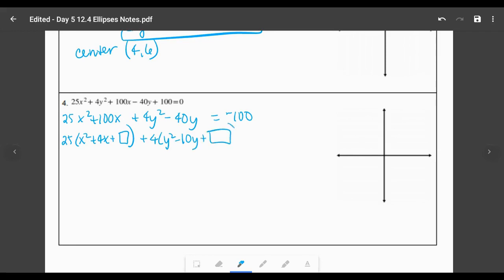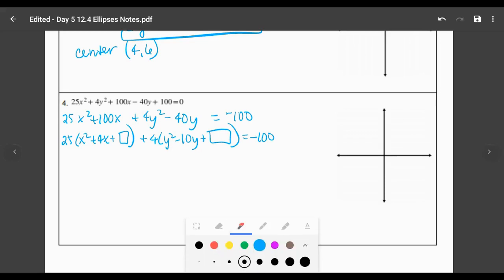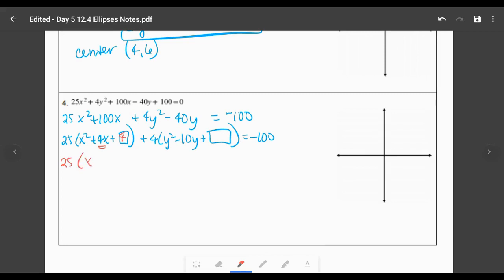And I know that I'm missing something, and that equals negative 100. All right, so now how do we complete the square? We're going to look at half of the middle term squared. So 4 over 2 is 2. 2 squared is 4, which means this will factor into 25 times (x plus 2) squared.